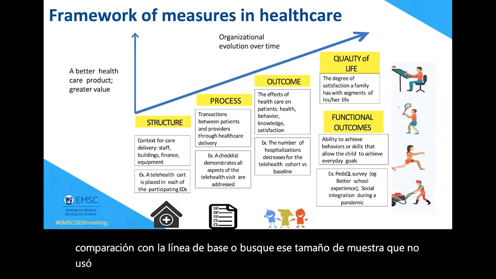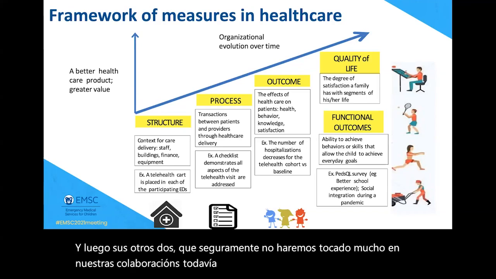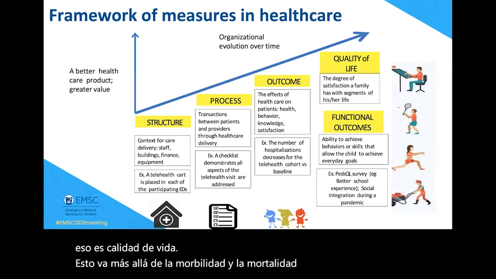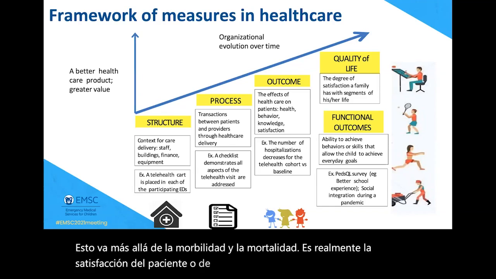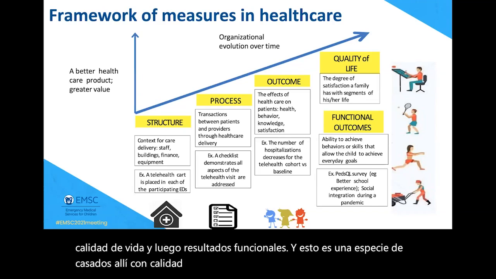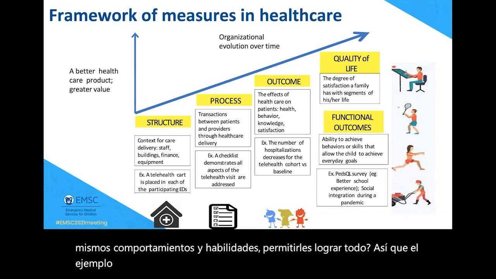And then these other two, which we admittedly have not touched much on in our collaboratives yet, although we would very much like to in the near future, and that is quality of life. This is going beyond morbidity and mortality. It's really patient satisfaction, or their family's. Do they really have a high quality of life? And then functional outcomes, which is married there with quality of life. Are they able to have the same behaviors and skills that allow them to achieve everything? So the example here being the PedsQL survey, a better school experience, social integration during the pandemic.